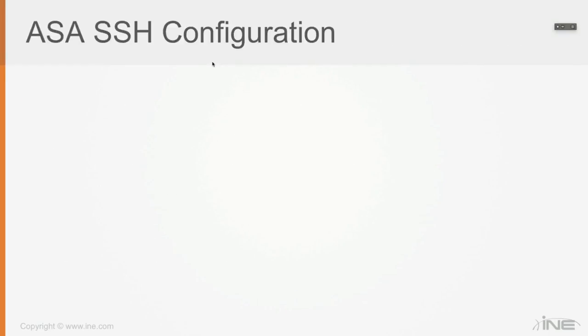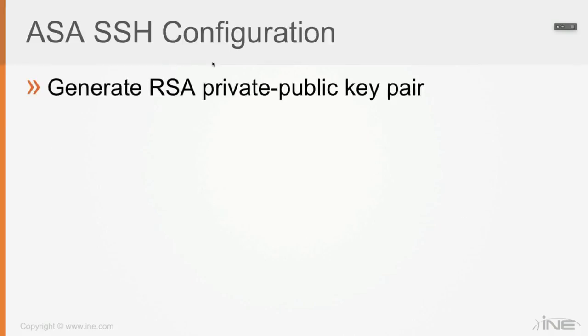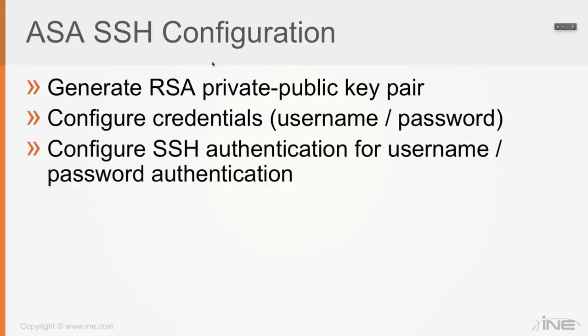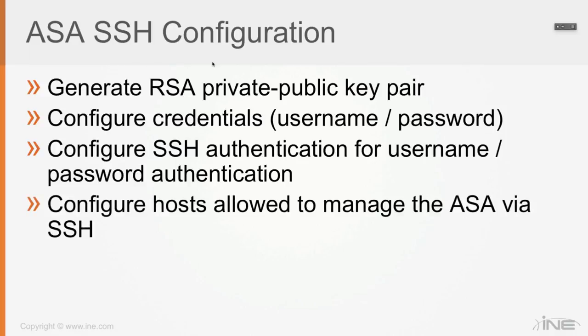Now on the ASA, likewise, to generate the RSA private public key pair, we configure the credentials, username and password. We configure SSH authentication for username and password authentication. ASA doesn't have the concept of VTI lines. It has the concept of per protocol type of authentication. So we have to configure SSH for username and password authentication. Then we have to configure the ASA from which hosts it can be managed via SSH.